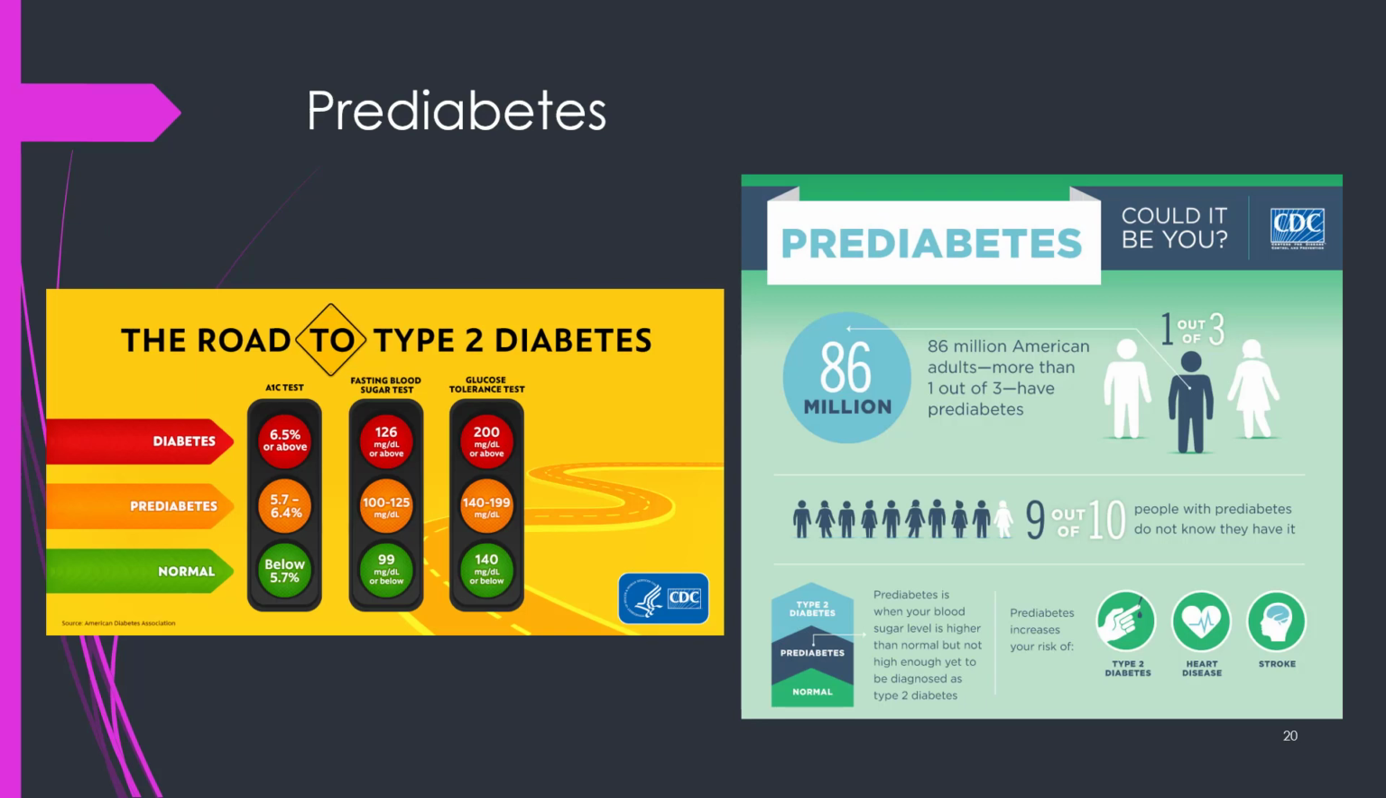Prediabetes. In the United States, 96 million adults, more than 1 in 3, have prediabetes. Even more concerning is 9 out of 10 people with prediabetes do not even know that they have it. With prediabetes, blood sugar levels are higher than normal, but are not high enough to yet be diagnosed as type 2 diabetes. Prediabetes raises the risk for type 2 diabetes, heart disease, and even stroke.